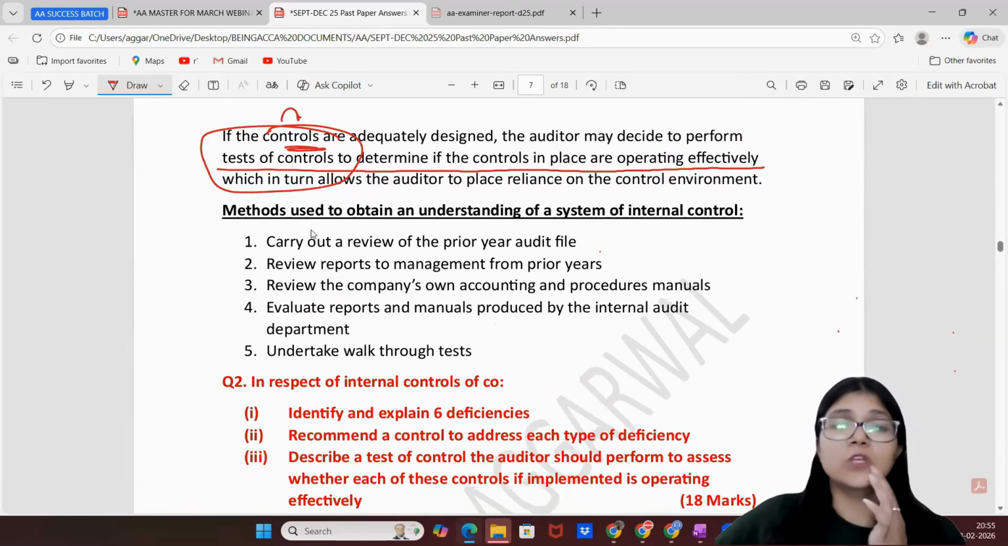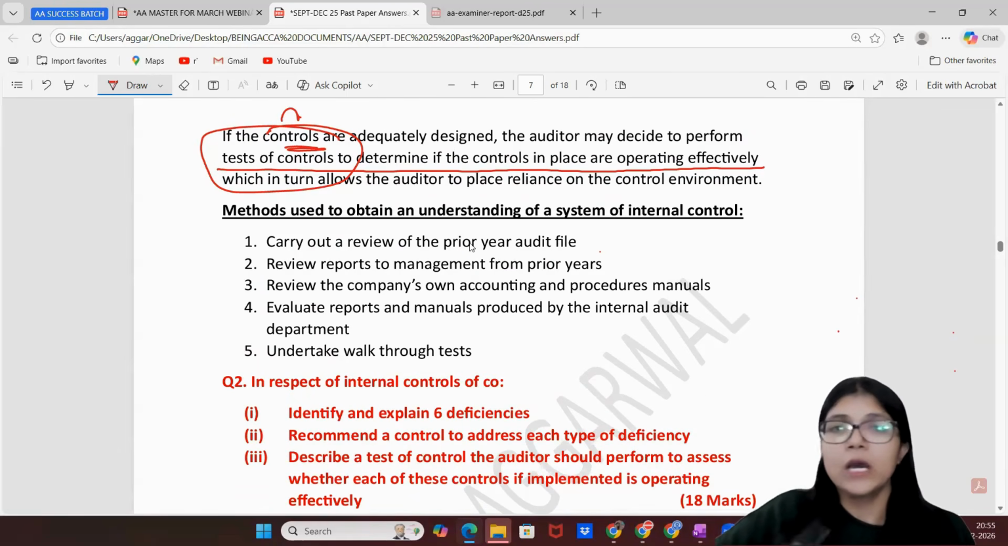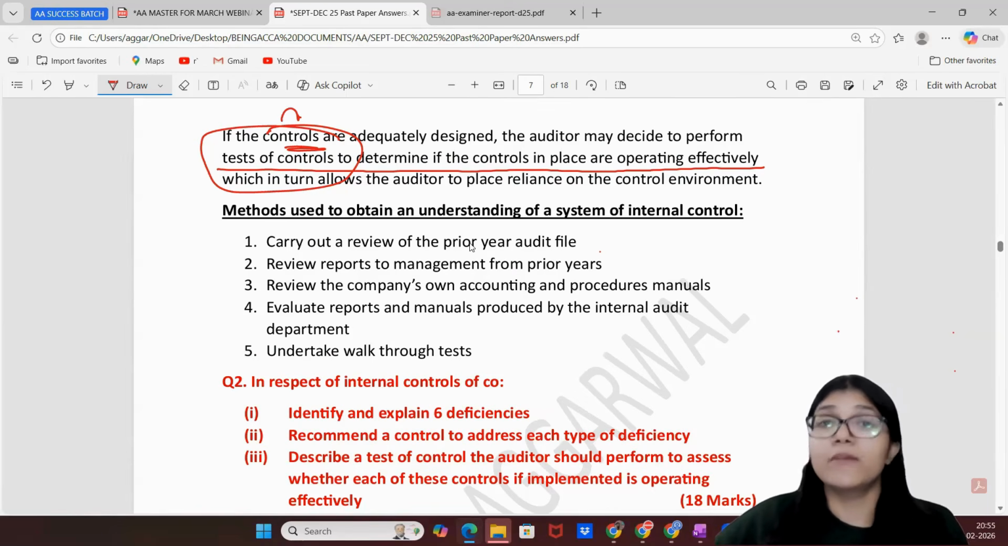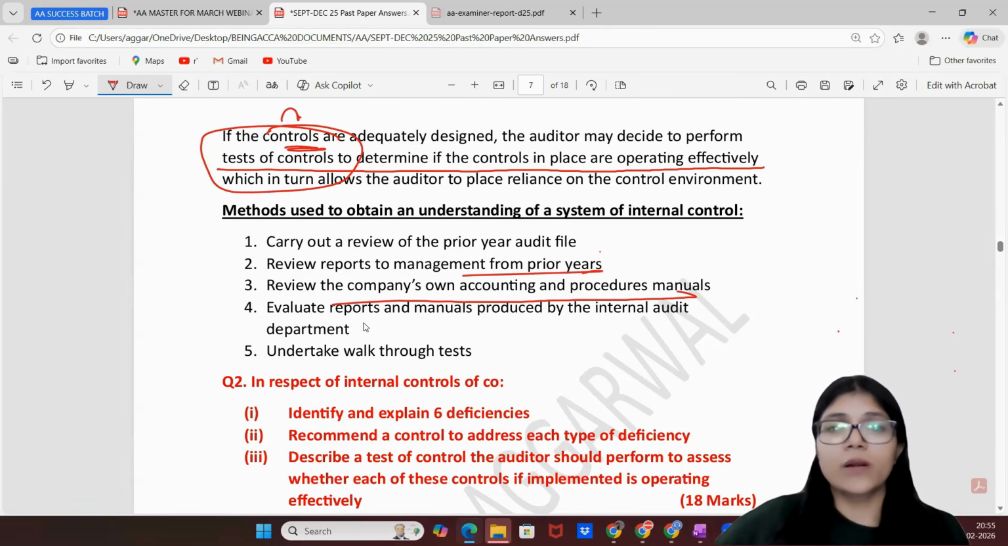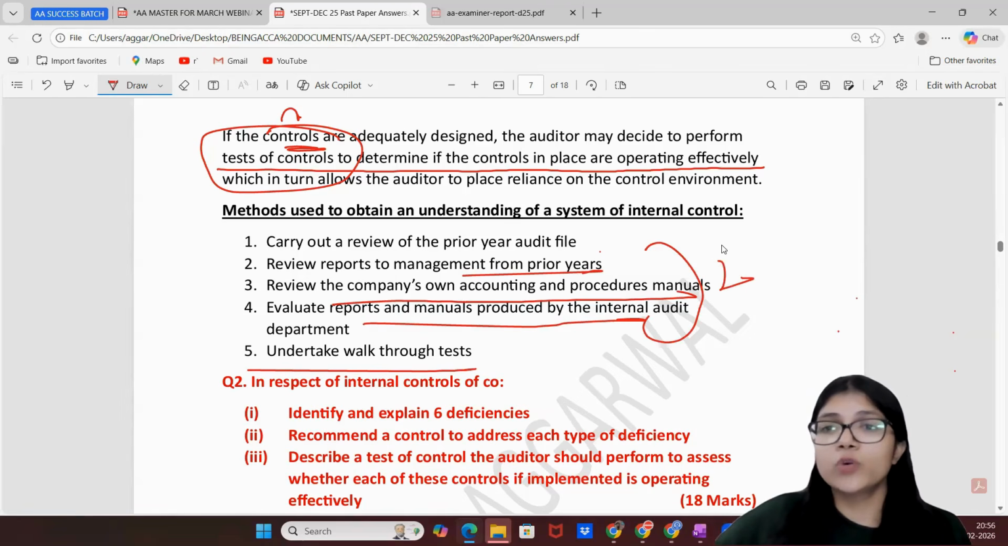Then the methods used to obtain the understanding: carry out a review of the prior audit. If I want to know what controls the company has put in place, I'll check the prior year audit files, because they will also have all the details regarding what controls the company has been following in previous years, right? Review reports to management from prior years, review the company's own accounting procedures, evaluate reports and manuals, undertake walkthrough tests. So any 2 of these you can write over here, not all.